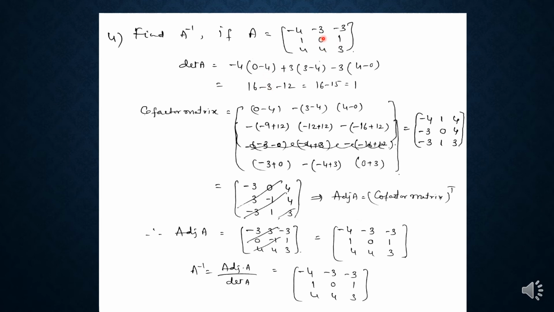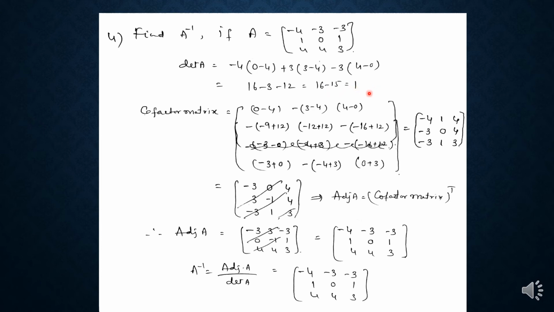While taking the second element, minus of -3, that is +3 into, deleting this column and this row, we will get 1, 1, 4, 3, that is 3 into 1, 3, minus 4 into 1, 4, minus 3 into 4 into 1, 4, minus 0. So that is -4 into -4 plus 16, plus 3 into 3 minus 4, minus 3 into 4 minus 12, that is equal to 16 minus 15 is equal to 1. So det A is not equal to 0.